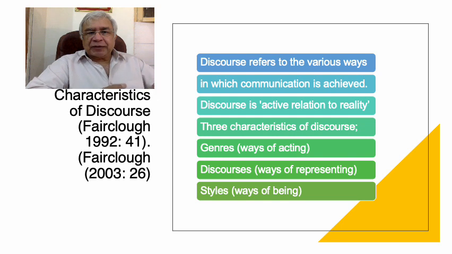So if somebody is involved in that, that person is developing a type of discourse which needs to be analyzed. There are three important characteristics of discourse which are very much essential in this regard. The first one is genre: how the things are being conducted. The second is discourses, that is, the things which are being represented, and the third is style, what are the styles which are being used. Let us explain them separately.